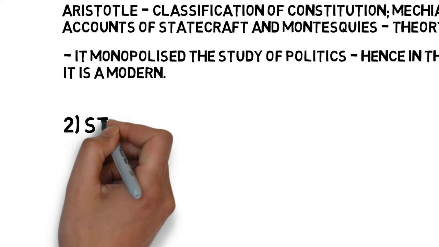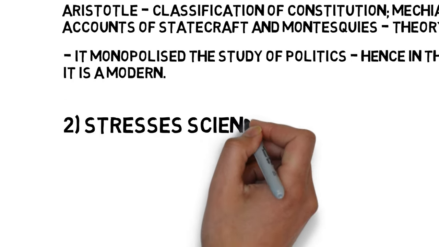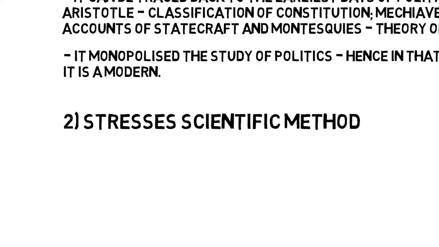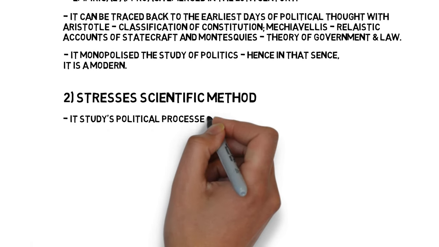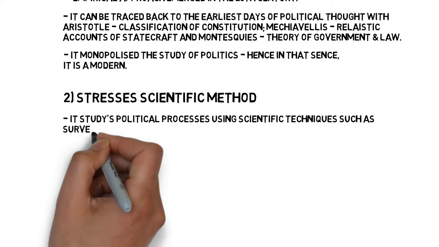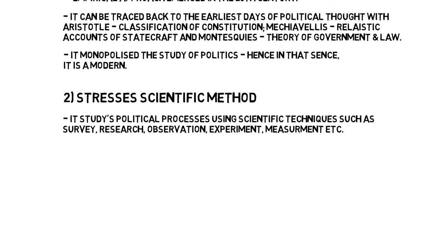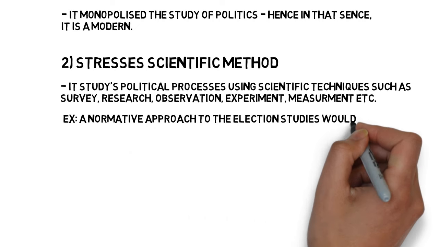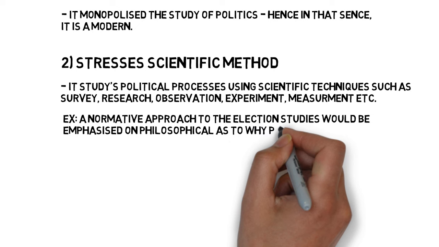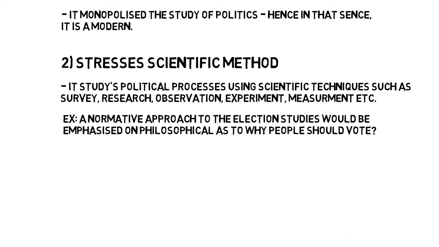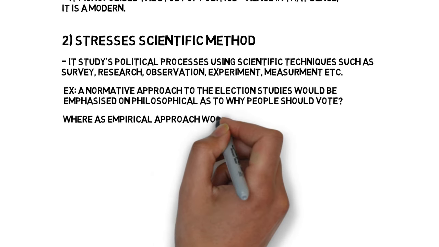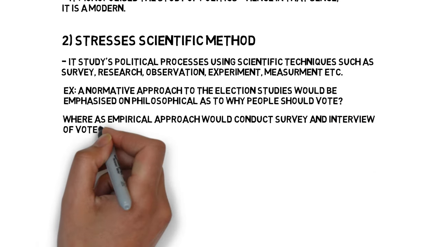Now let's talk about the second feature, stresses scientific method. As I've already mentioned above, empirical theory also stresses upon the scientific method of understanding politics and society. Therefore, it studies political processes using scientific techniques such as survey, research, observation, experiment, measurement, etc. Example, a normative approach to the election studies would emphasize philosophical questions as to why people should vote, whereas empirical approach would conduct surveys and interviews of voters to find out the actual voting process.